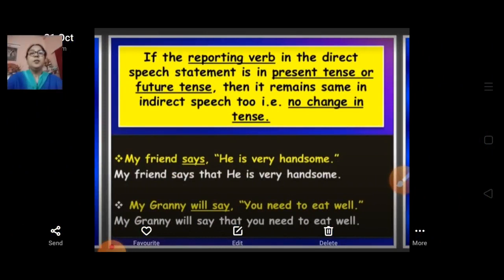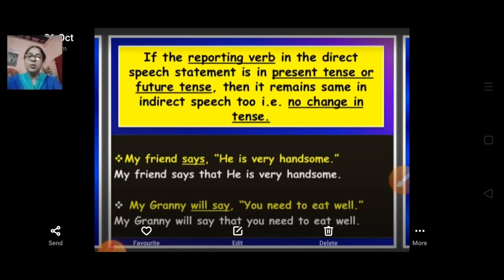If the reporting verb in the direct speech statement is in present tense or future tense, then it remains the same in indirect speech too. No change in tense. So always remember what the reporting verb is. It means the person who is telling something, that man or woman, is called the reporting verb.